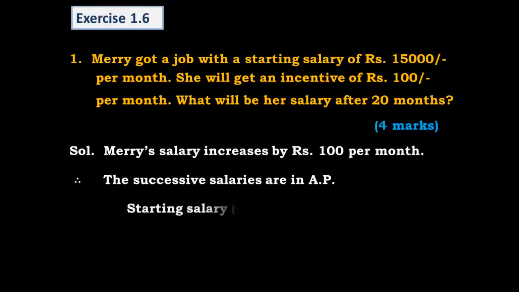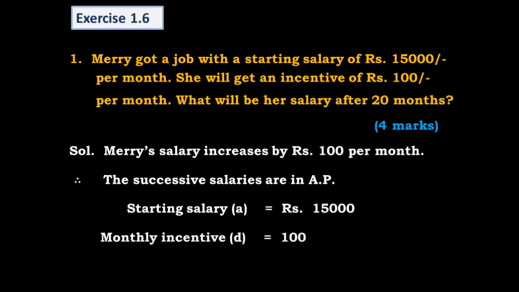So we have starting salary, that means first term will become 15,000 and the monthly incentive, that is D, is equal to 100. What will be her salary after 20 months? That means N is 20. So number of the months is 20. So see student, you have to calculate salary after 20 months, that is T of 20.